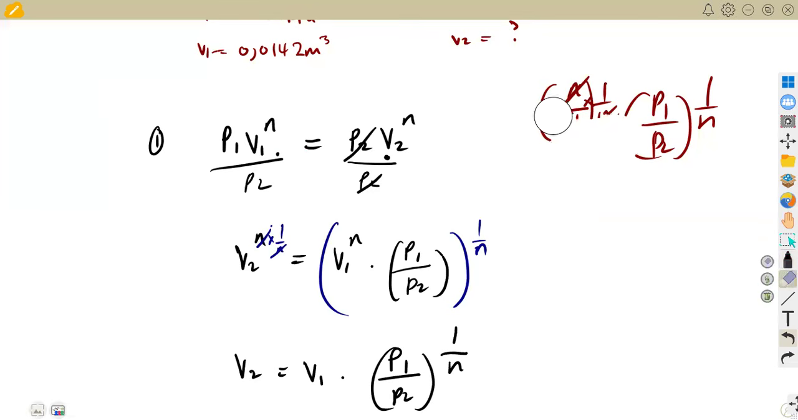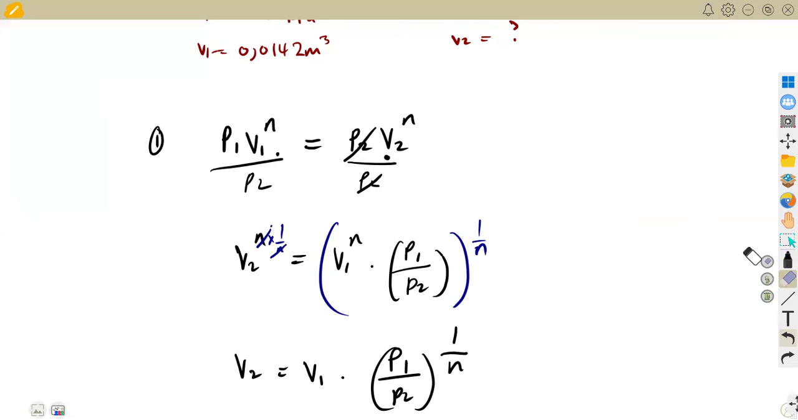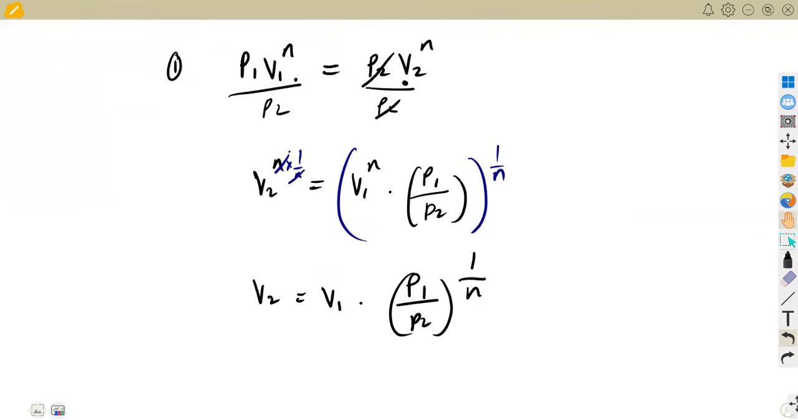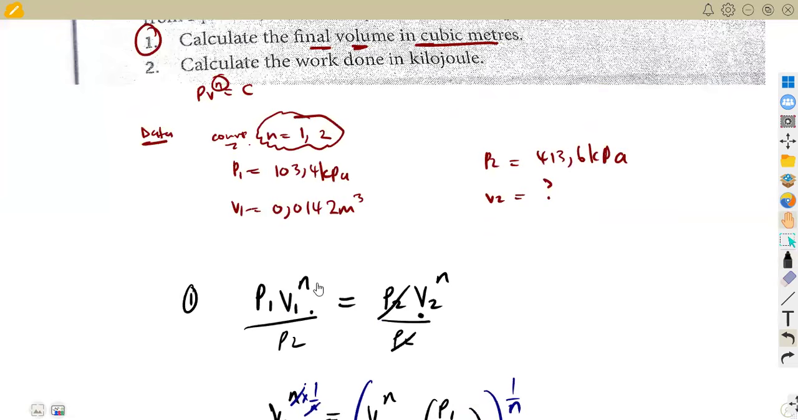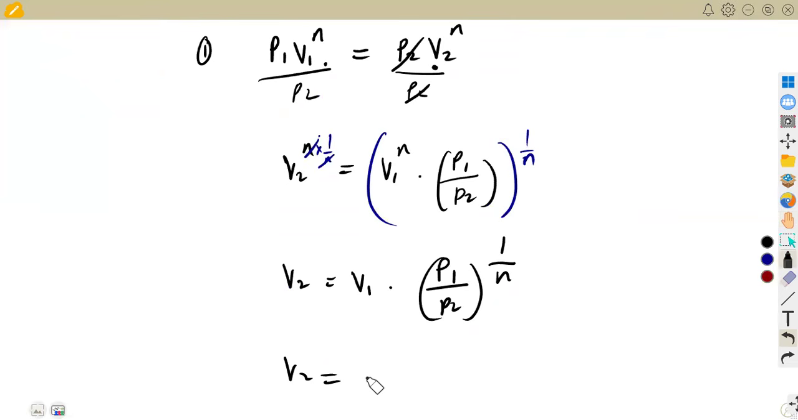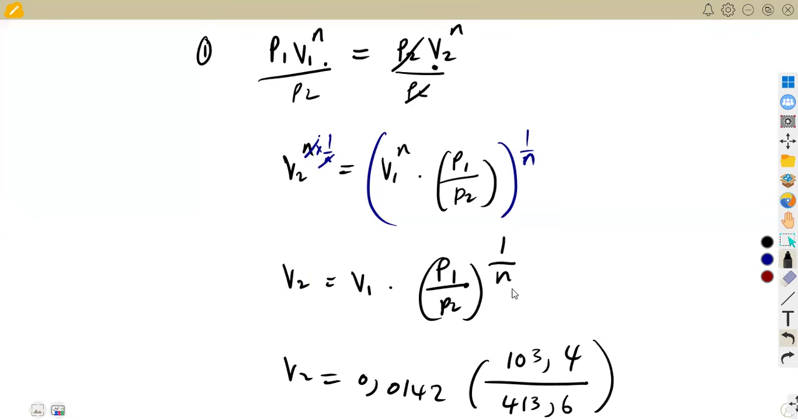So there we are, now back to our mathematics. By substituting, I can find V2 because I've got everything. V2 is equal to V1, remember V1 is 0.0142. So you're just substituting 0.0142 times P1, remember our P1 was 103.4 and our P2 was 413.6, to the exponent of 1 over n, which is our index. There it is, 1.2.